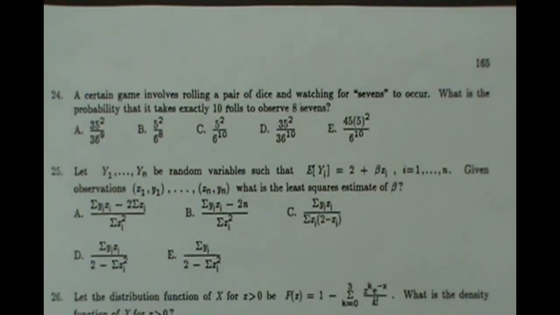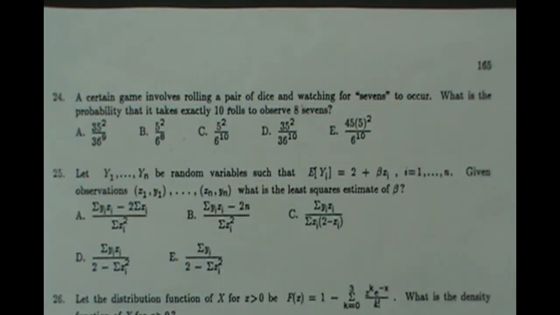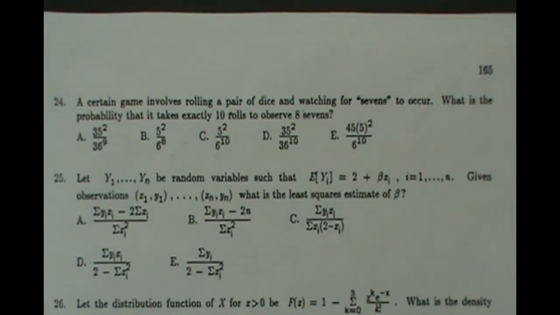Number 24. A certain game involves rolling a pair of dice and watching for sevens to occur. What is the probability it takes exactly 10 rolls to observe 8 sevens?